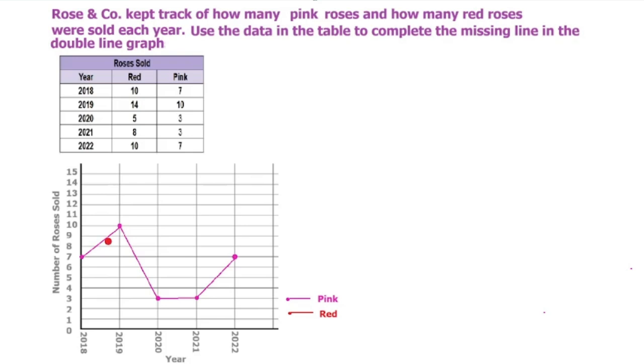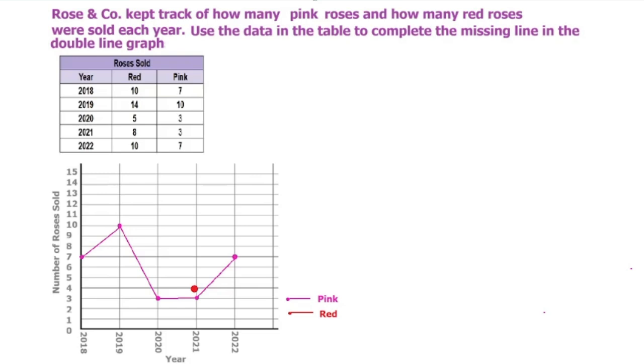So in 2018, there were 7 sold, right? Then in 2019, there were 10 sold. In 2020, there were 3 sold. In 2021, there were also 3 sold. And then in 2022, there were 7 sold.